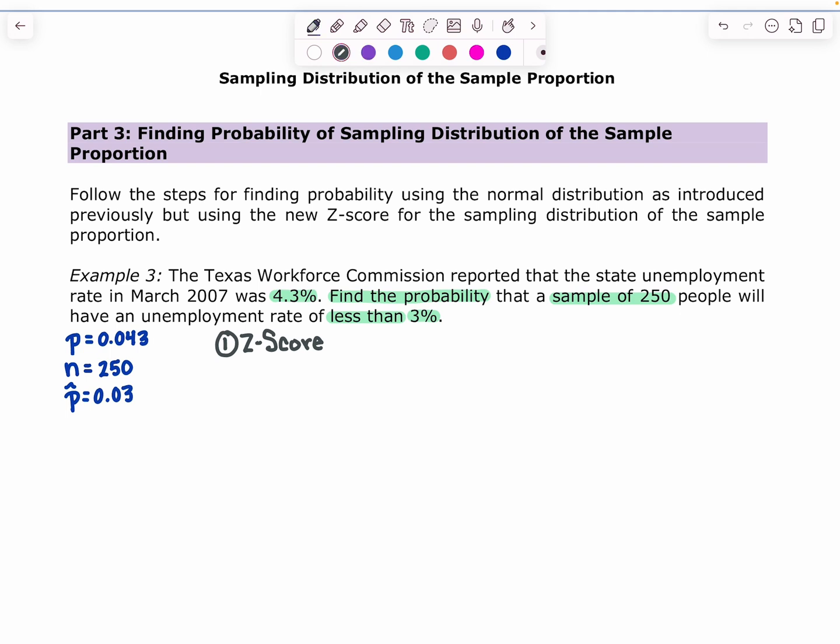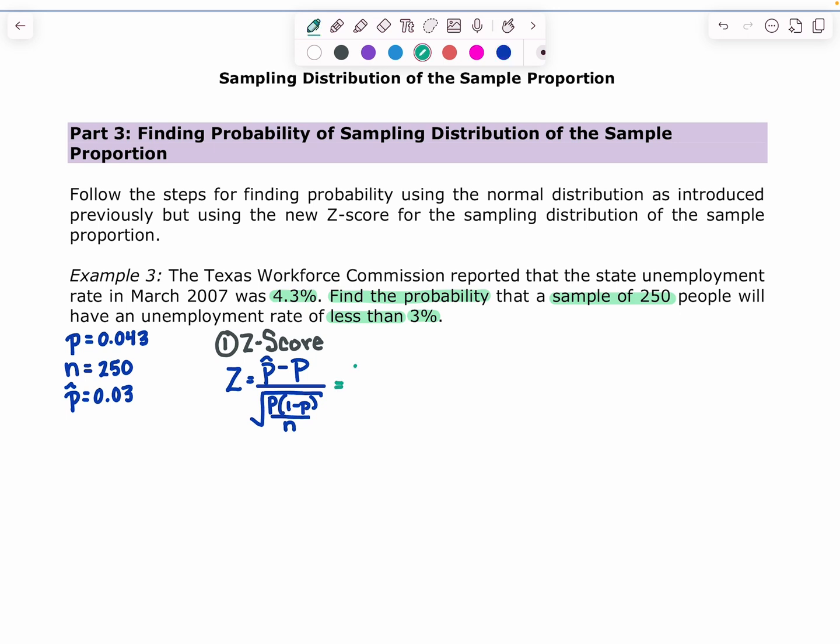So our z-score, that formula is z equals p hat minus p divided by the square root of p times 1 minus p divided by n. Notice the only place that has p hat is at the very beginning. All the other p's are p, not p hat. There's only one place that p hat goes in this formula, and it's at the very beginning.